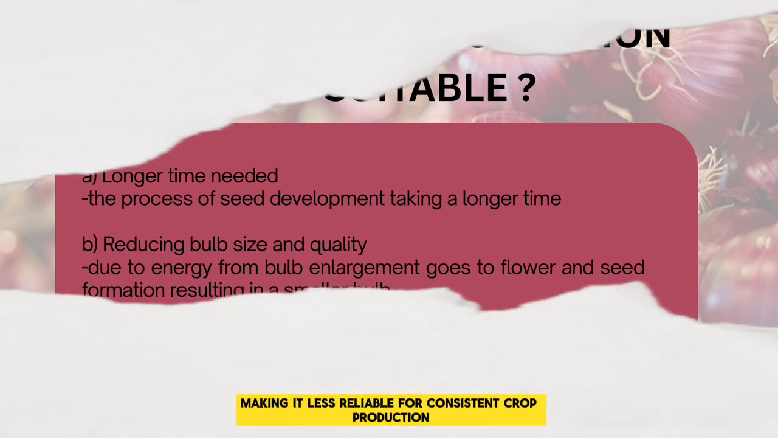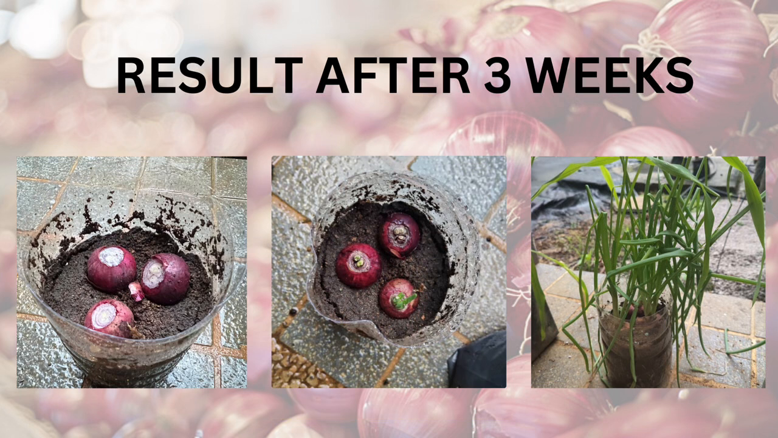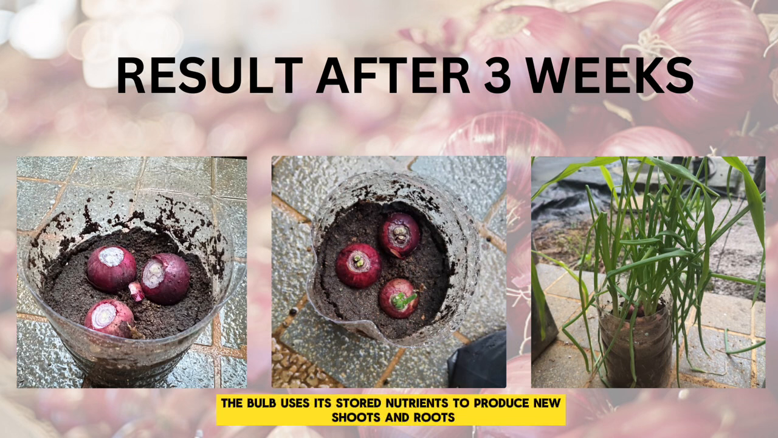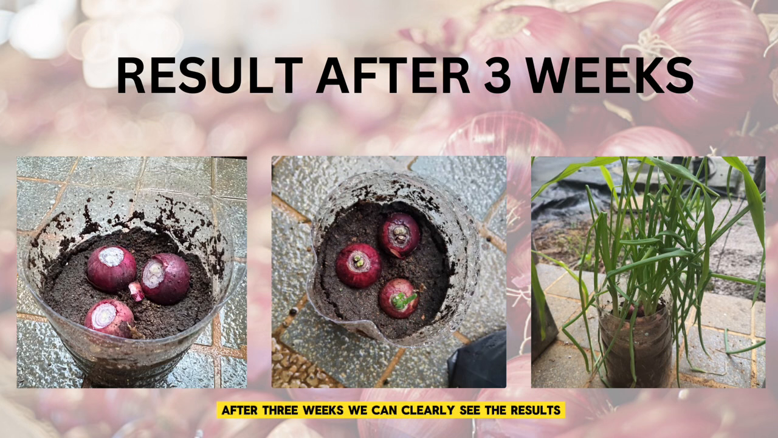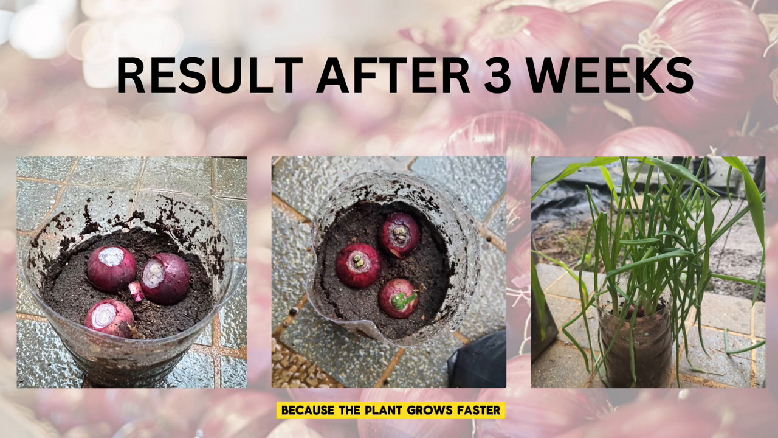On this slide, we can see the red onion bulbs were planted in soil with the top part facing upwards. The bulbs were watered regularly and placed in an area that receives sunlight. Over time, the bulb uses its stored nutrients to produce new shoots and roots. After 3 weeks, we can clearly see the results. The onion bulbs have grown long green shoots above the soil. This shows that asexual reproduction through bulbs is effective because the plant grows faster and does not require seeds or pollination.